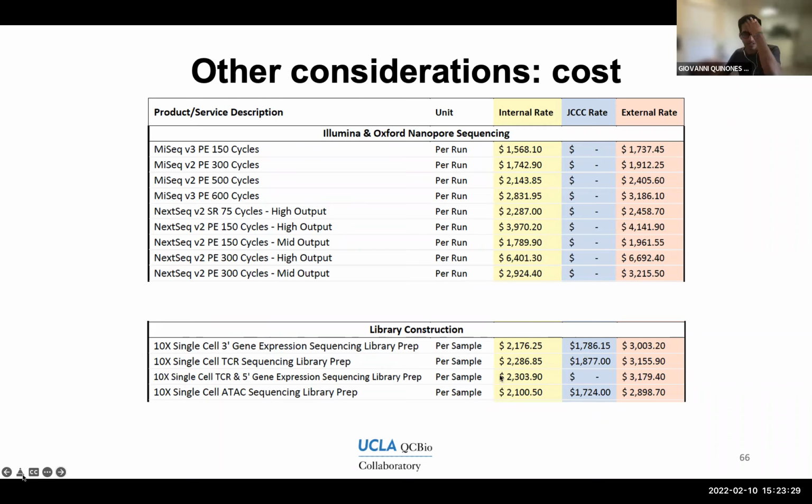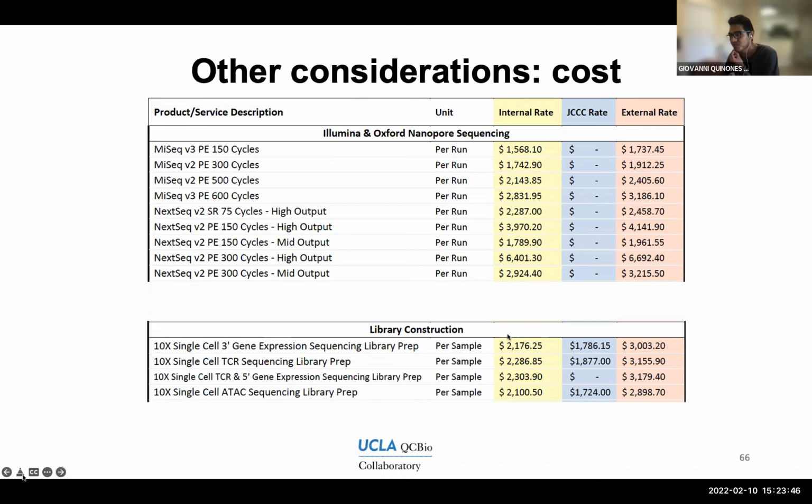So for us UCLA students, it will cost around this much, and the external rate is a little more expensive, $3,000. So whoever raised their hand who's not from UCLA, you're going to have to pay a little more.